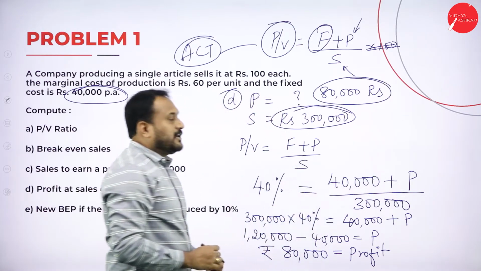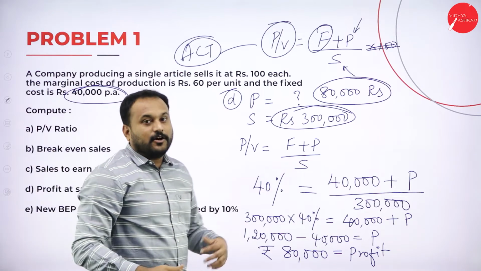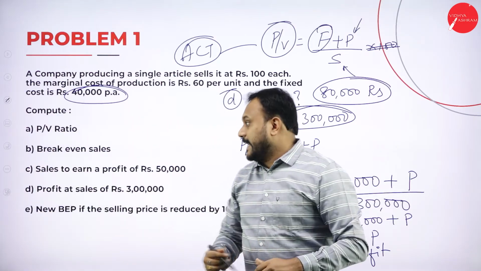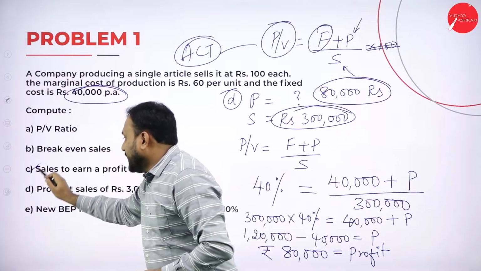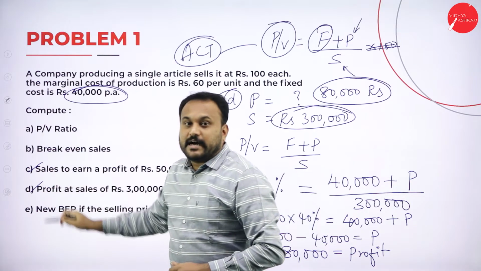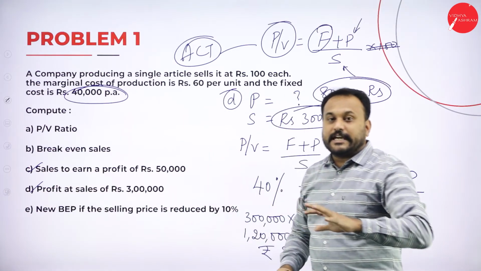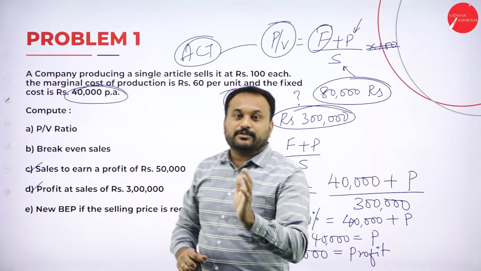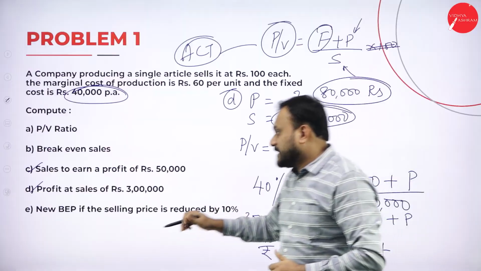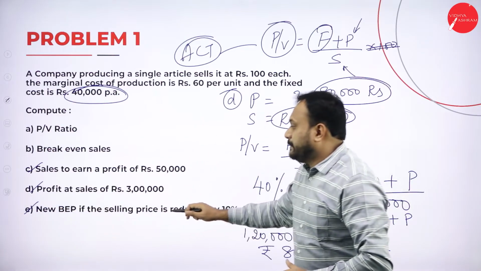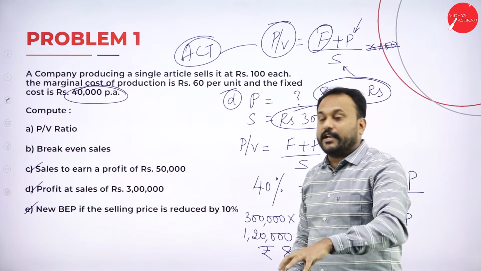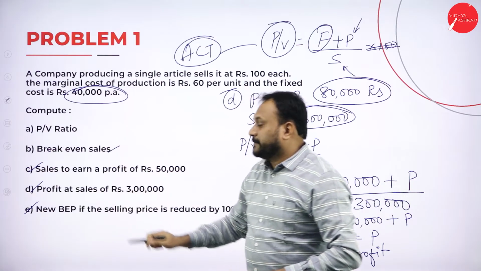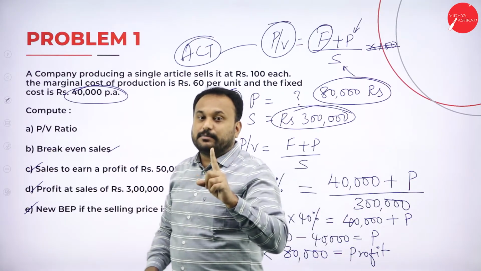Done. So I'm done with the next format also. This is how we will calculate sales and profit if these are given. And the formula which I use is the Abhilash Chandra tricks, which you are supposed to remember: PV is equal to F plus P divided by S. Now the last one here is new BEP, new break-even point. Now we have calculated BEP, isn't it? What was our BEP? 1 lakh rupees was our BEP.